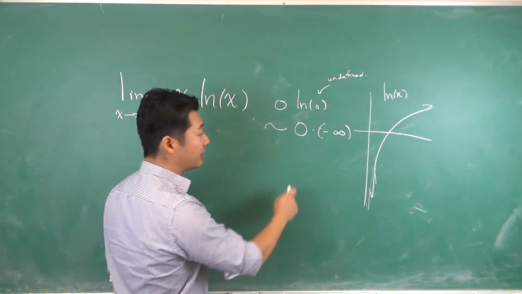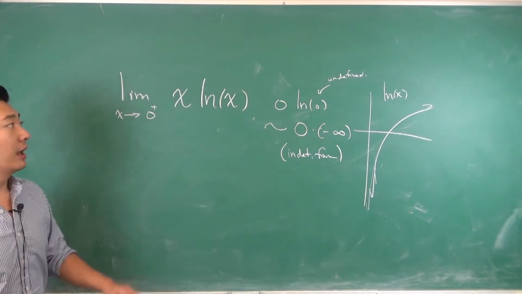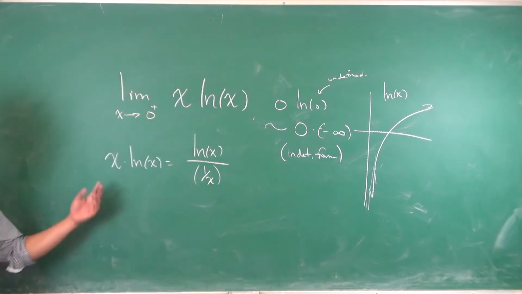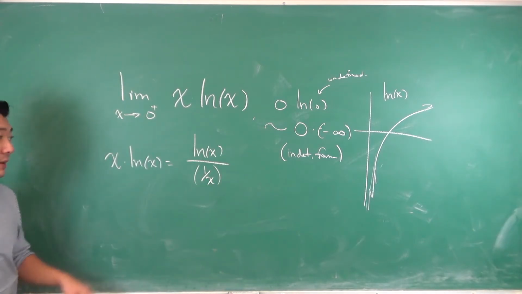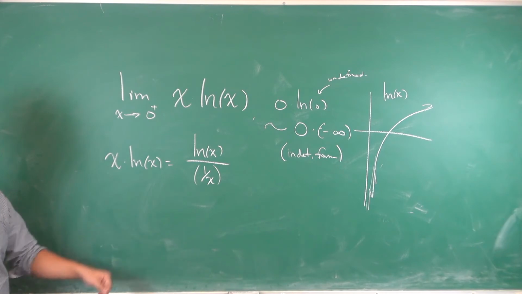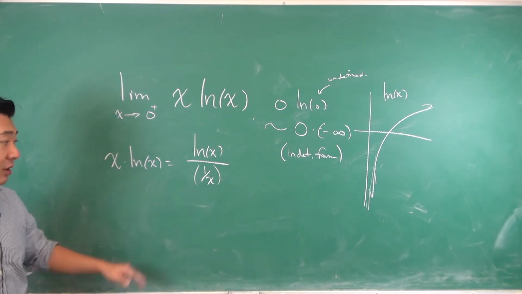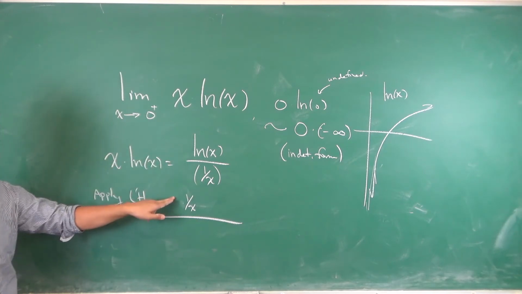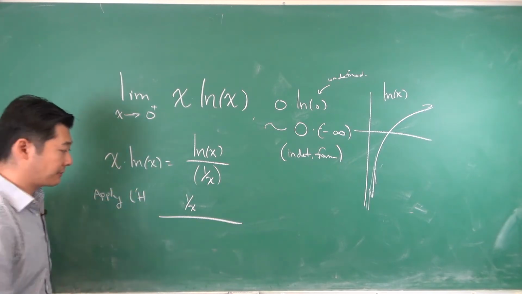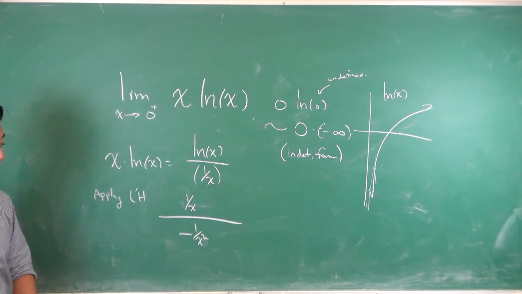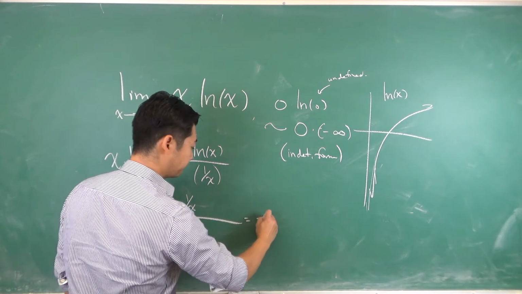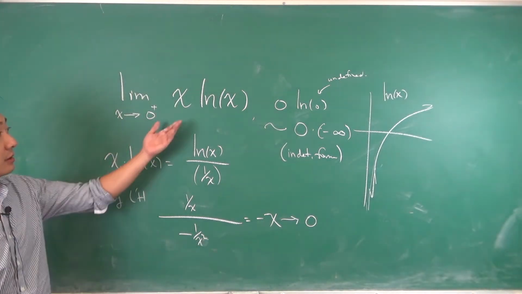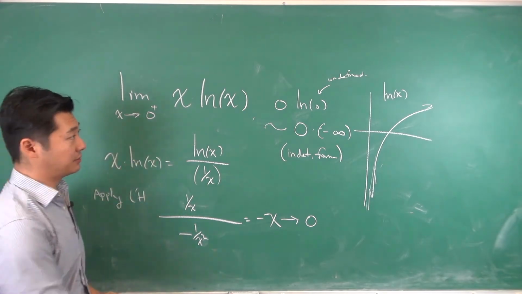But 0 times infinity is another indeterminate form, and we can manipulate this equation so that we can apply L'Hopital's rule. Namely, x times natural log of x is the same as natural log of x divided by 1 over x. And now we apply L'Hopital's rule, so that the derivative of natural log is 1 over x, and the derivative of 1 over x is negative 1 over x squared. This simplifies to negative x, and as x goes to 0, negative x goes to 0. So this limit is equal to 0.